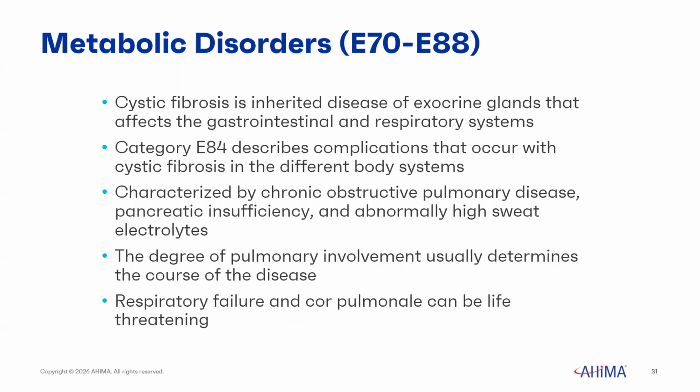Then our last slide in the metabolic disorders is things like cystic fibrosis. Cystic fibrosis is an inherited disease affecting the exocrine glands, GI, and respiratory systems. The complications include chronic obstructive pulmonary disease, pancreatic insufficiency, and high sweat electrolytes. The degree of pulmonary involvement determines the disease course, and you'll see some specific instructions for these conditions in the tabular.